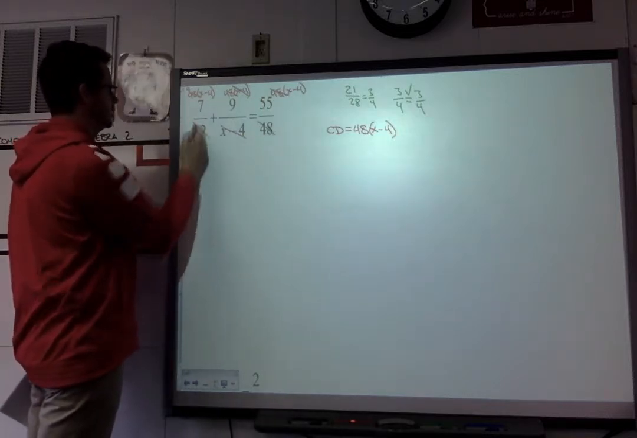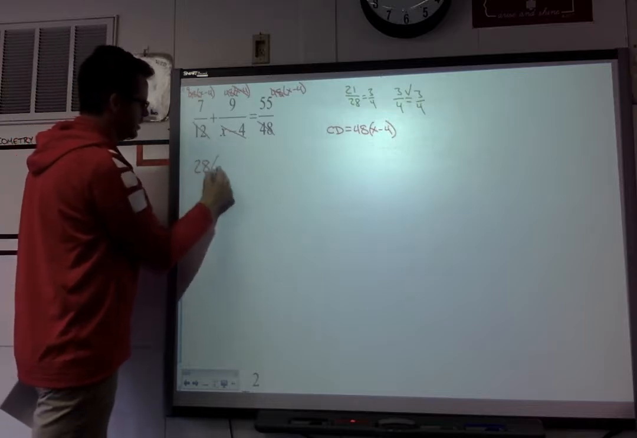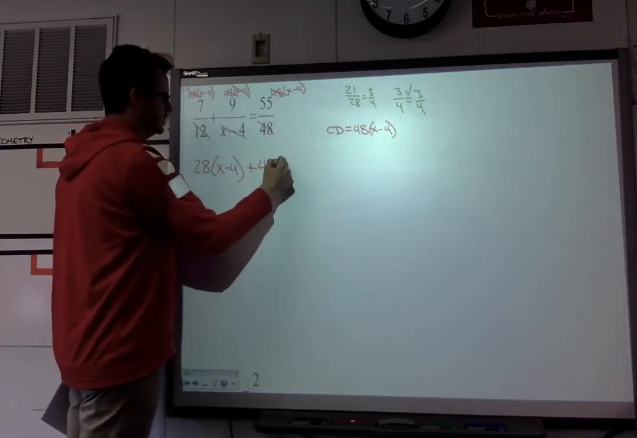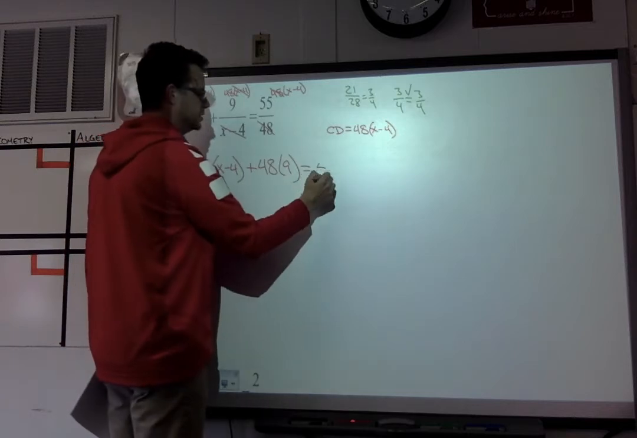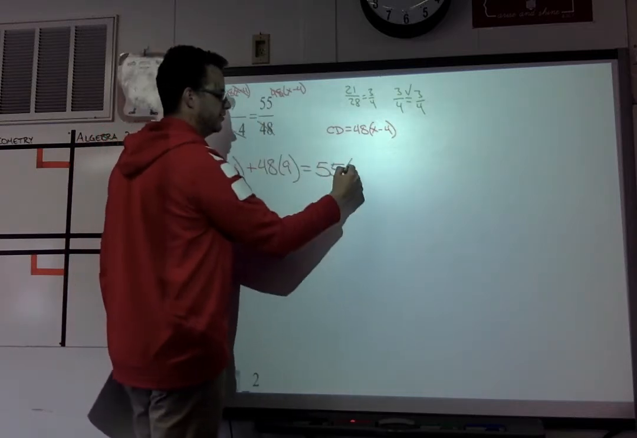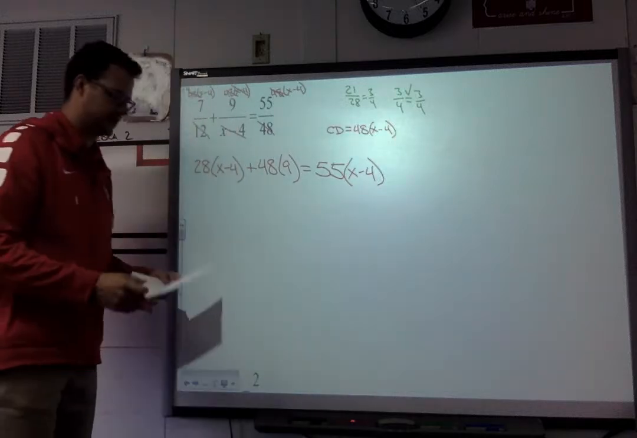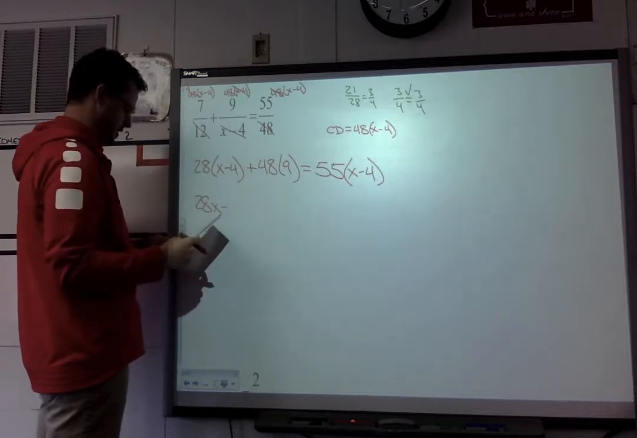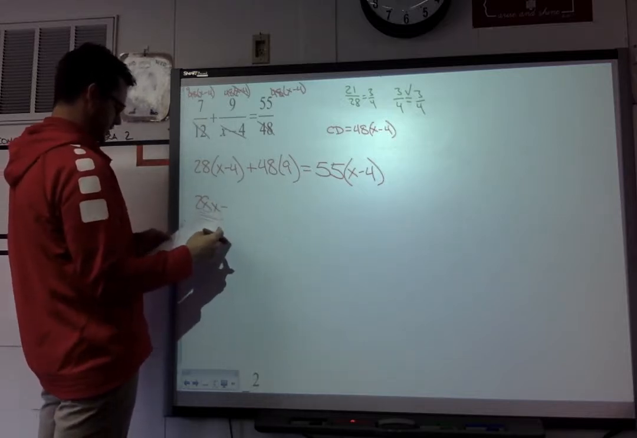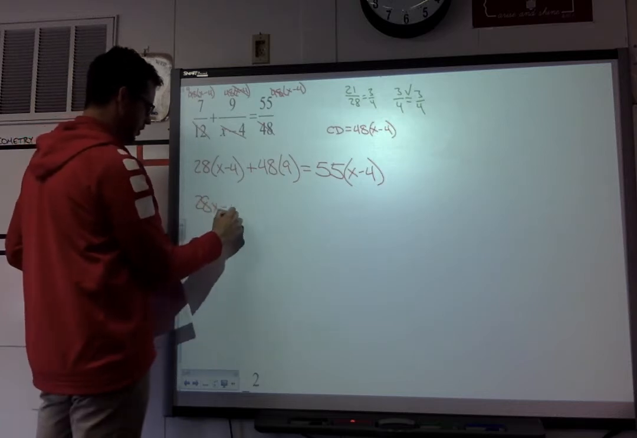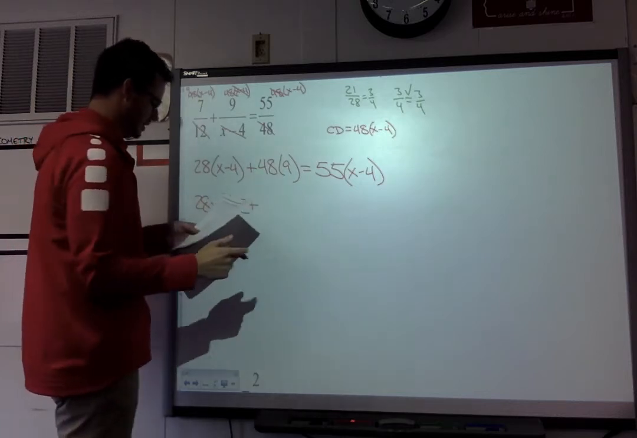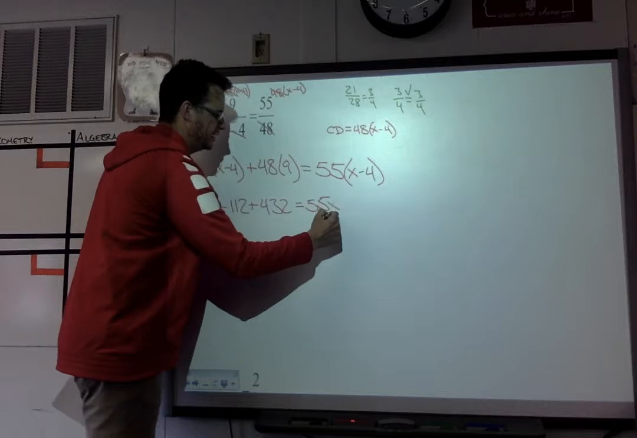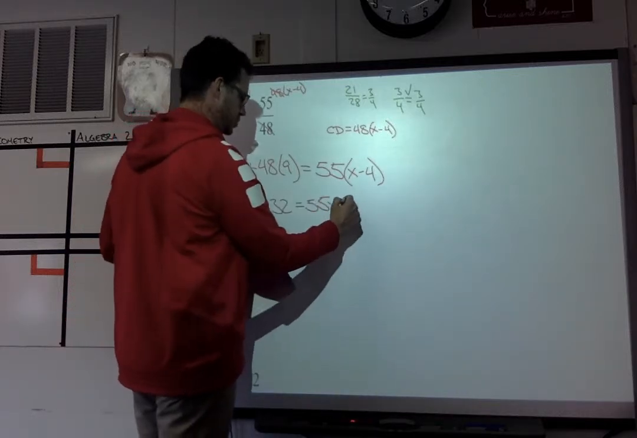So I'm left with 7 times 4, which is 28 times x minus 4, plus 48 times 9 equals 55. I eliminated my 48, so I'm left with just times x minus 4. So this will give me 28x minus 28 times 4 is 112, plus 48 times 9 is 432, equals 55x minus 220.